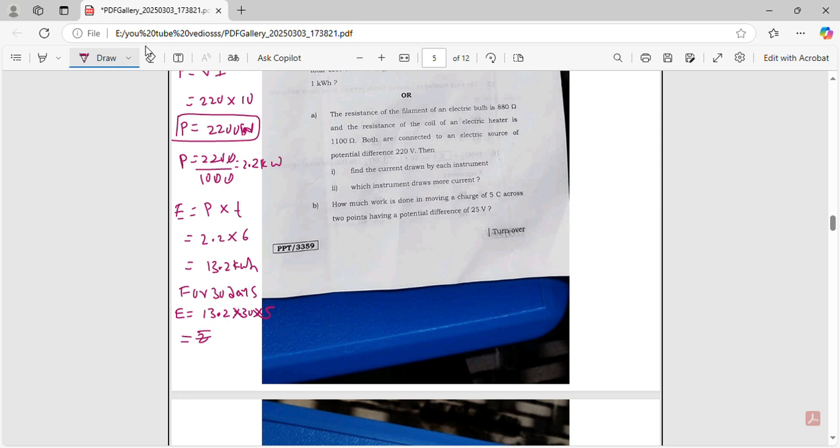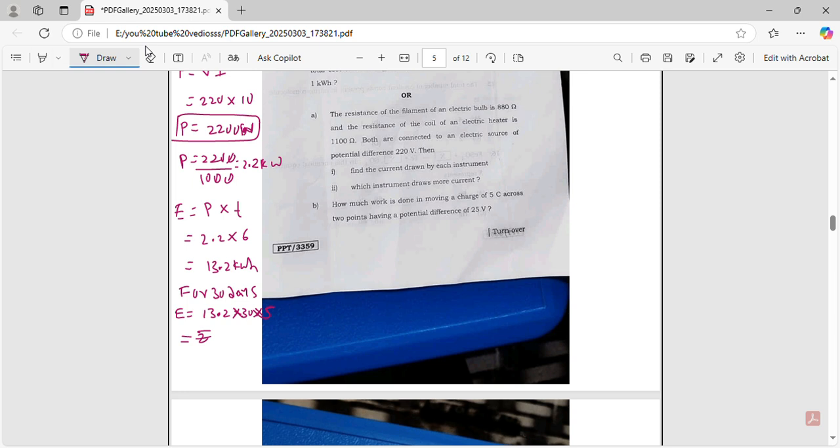Okay, the resistance of a filament bulb is 880. Resistance of a coil electric heater is 1100. Both are connected to a source of V 220. Find the current drawn by each instrument. So just you need to find I is equal to V by R. V is 220 and they have given the resistance. You can find out which instrument draws more current. You can just find I and you can easily say which instrument.